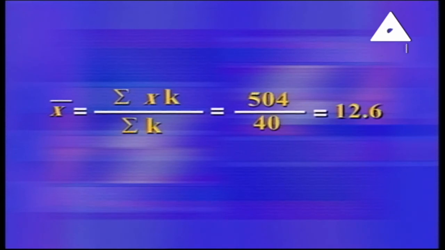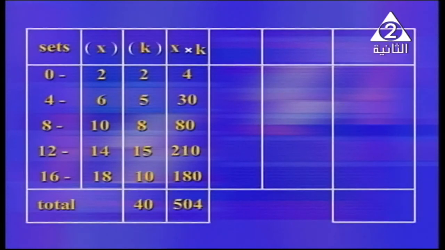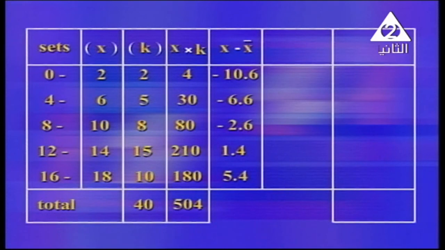By returning back to our table, we are going to find x minus x bar. So you are going to subtract x, which is 2, minus 12.6 to obtain a result of negative 10.6. Then 6 minus 12.6 to obtain negative 6.6. Then 10 minus 12.6 to obtain negative 2.6. 14 minus 12.6 to obtain 1.4. And finally 18 minus 12.6 to obtain 5.4.